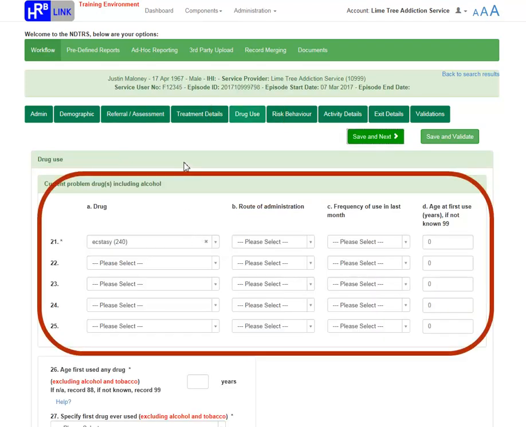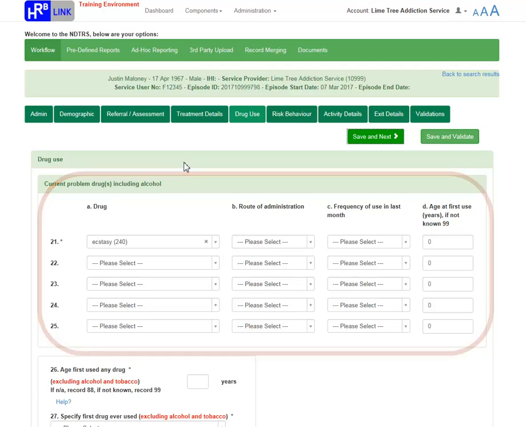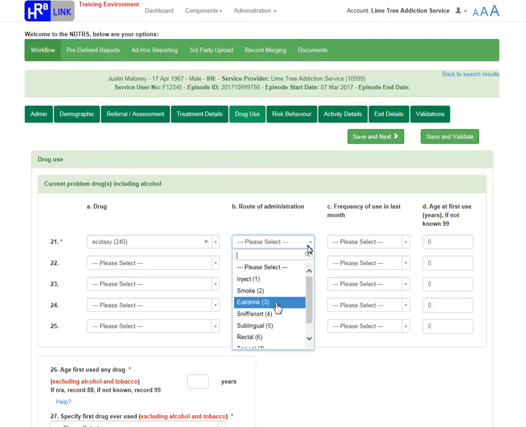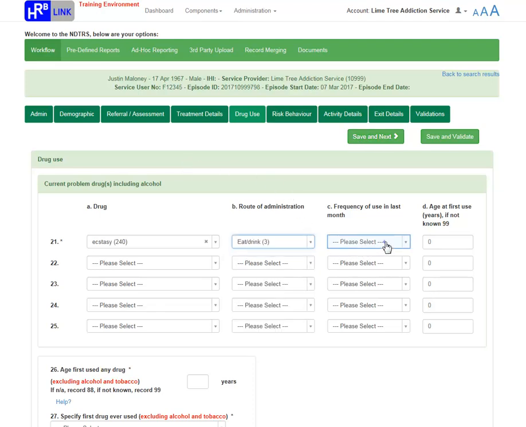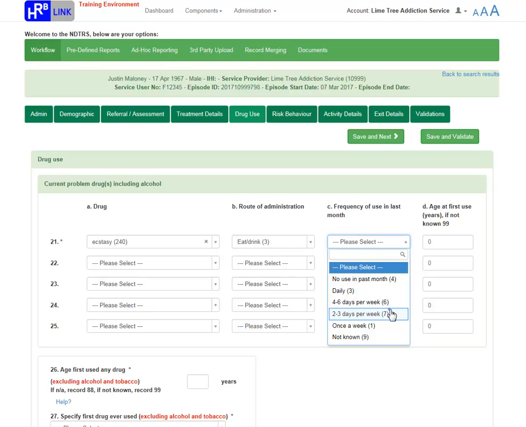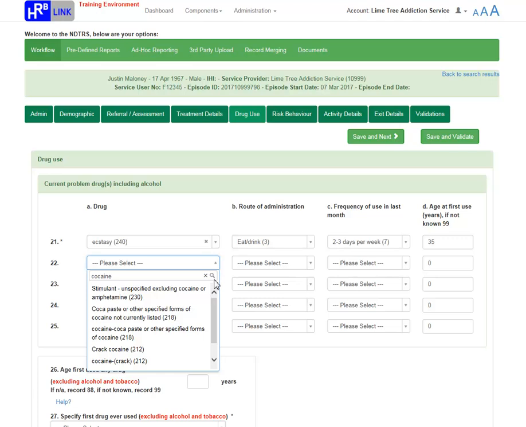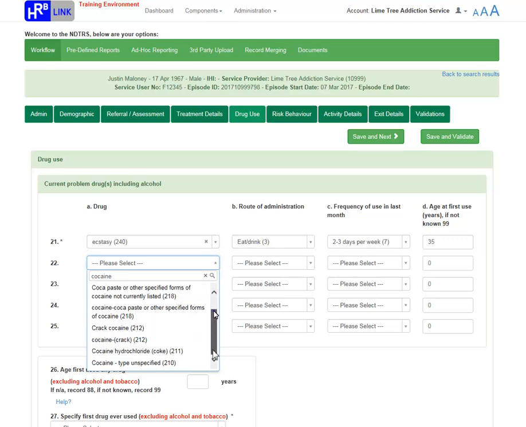Questions 21 to 25, Current problem drugs. 4 additional problem drugs can now be recorded instead of 3. This should allow for a better understanding of trends in polydrug use. Don't forget the first drug here will automatically be the same as the main reason for referral specified in question 13 in the referral assessment details section.